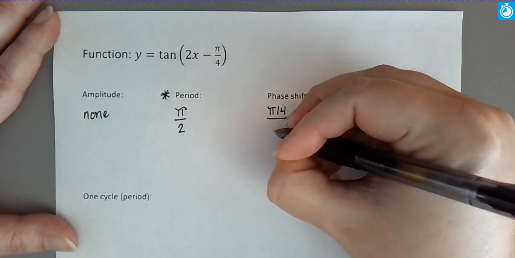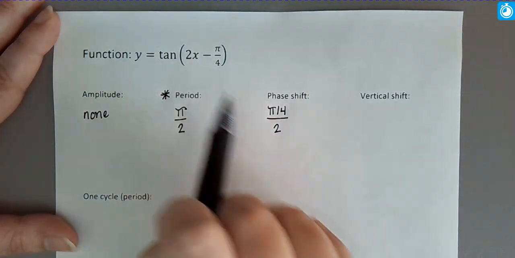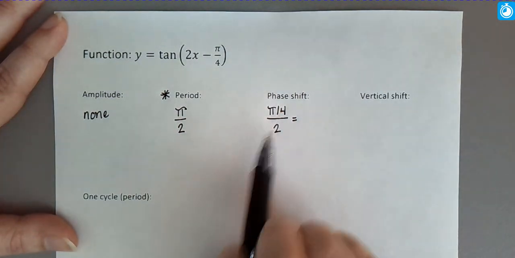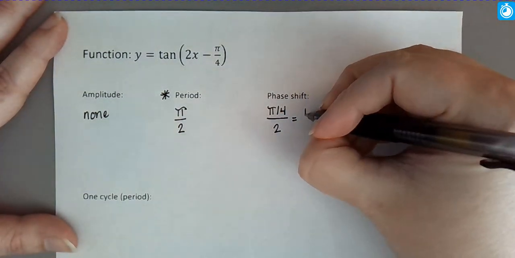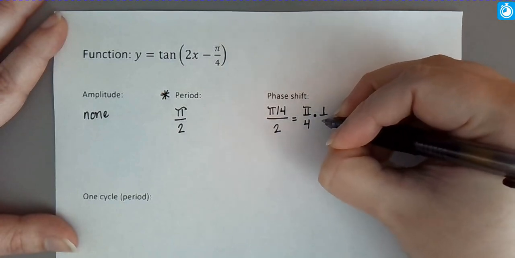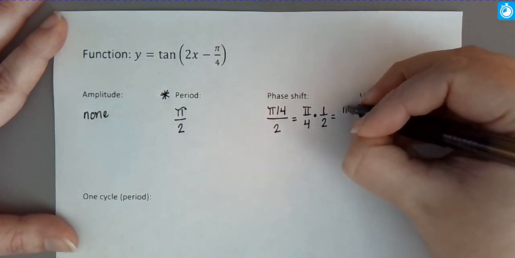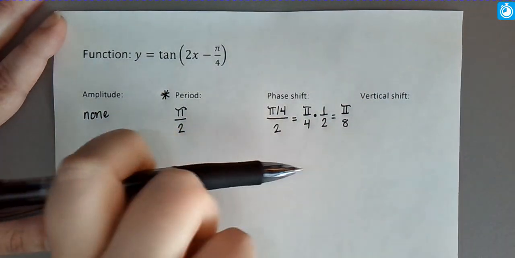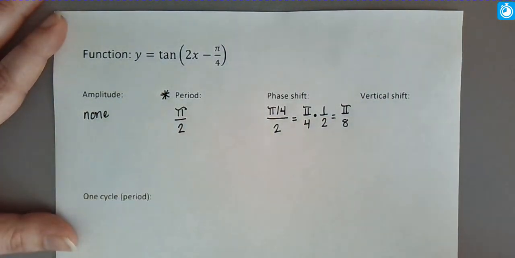And then we also need to divide this value by that 2 as well. So don't make the mistake of thinking the 4 and 2 cancel. Remember, this is fractional division, and so to execute this, we multiply by the reciprocal of the denominator, which is going to give us pi over 8. So we'll have a phase shift of pi over 8 units to the right of where our normal period starts.